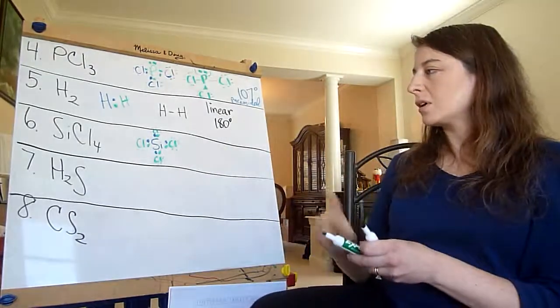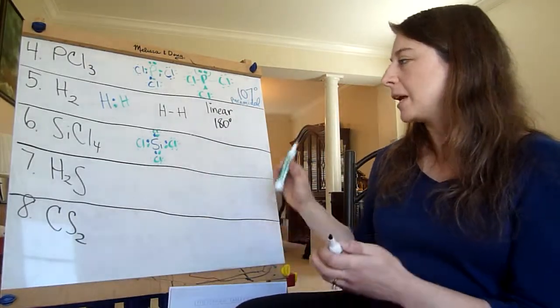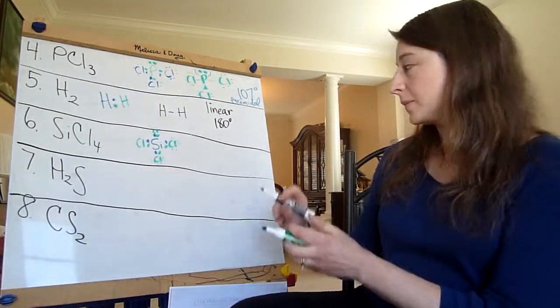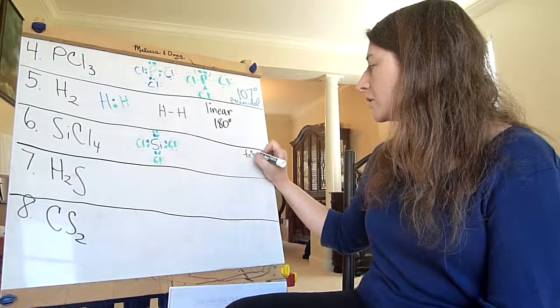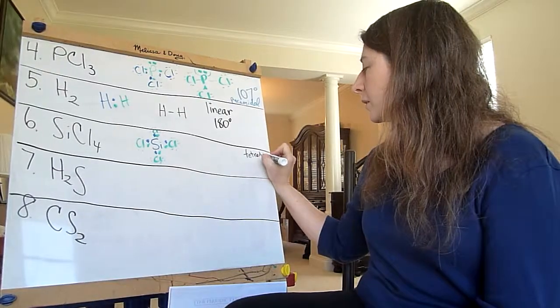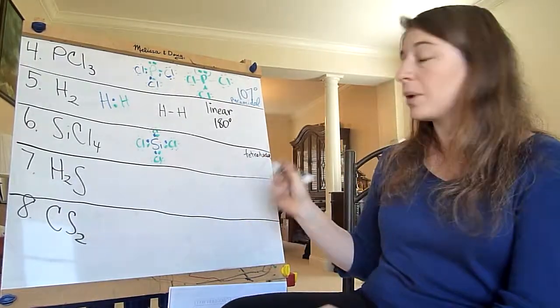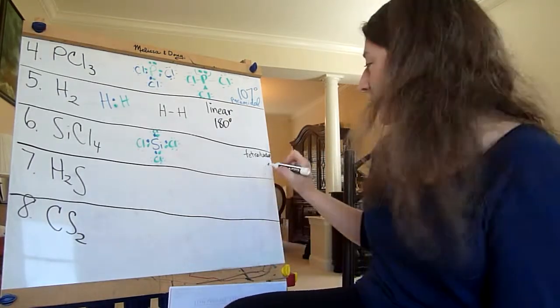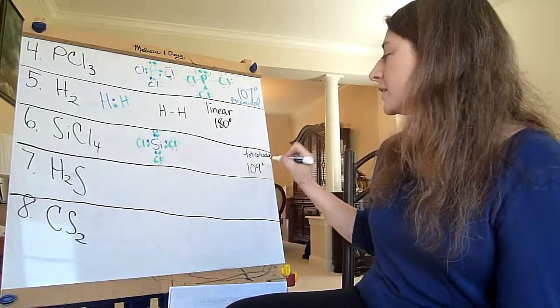Okay, so silicon trichloride, and it will have a tetrahedral shape. So I'll write that out here, tetrahedral. And the bond angle on tetrahedral is 109. My memorizing skills, oh good it is, 109 degrees.